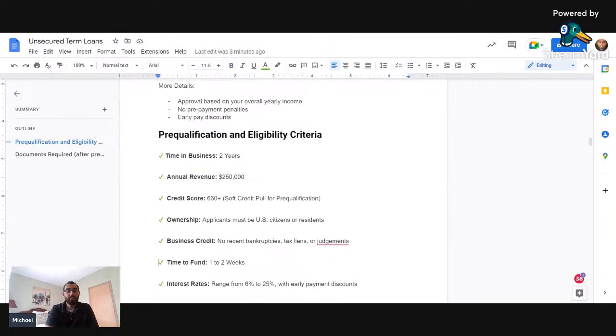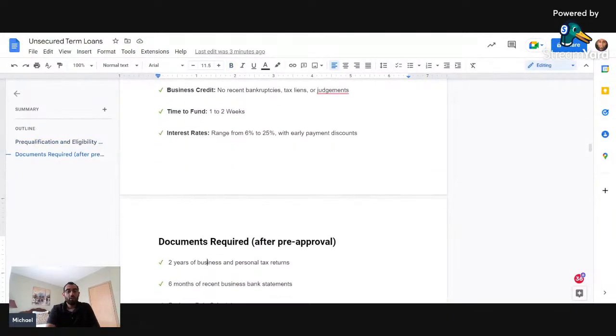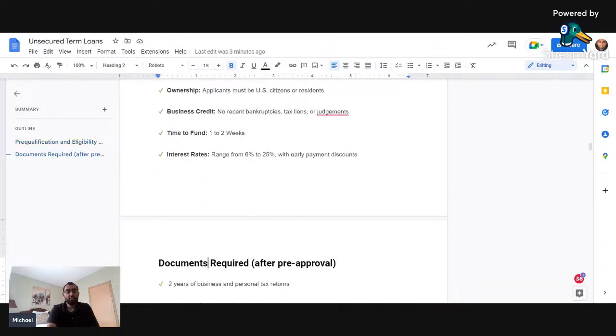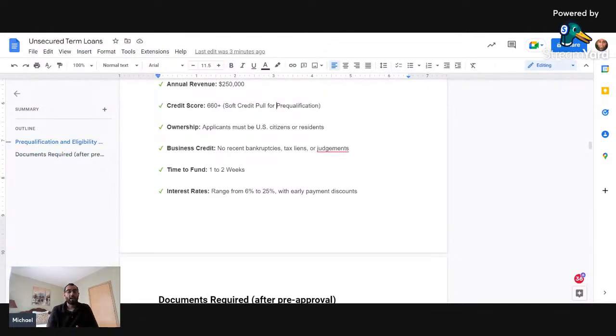pre-qualification and your eligibility criteria that you should meet. Time in business, 2 years at least. Annual revenue requirement of $250,000. So you're looking at doing that above 20K plus per month. Credit score, 660 plus FICO. Soft pull for pre-qualification, so you don't have to worry about getting a hard pull. Ownership, the applicant or applicants must be U.S. citizens or residents. So if you've ever applied for business funding, please list those owners if we ask for it.